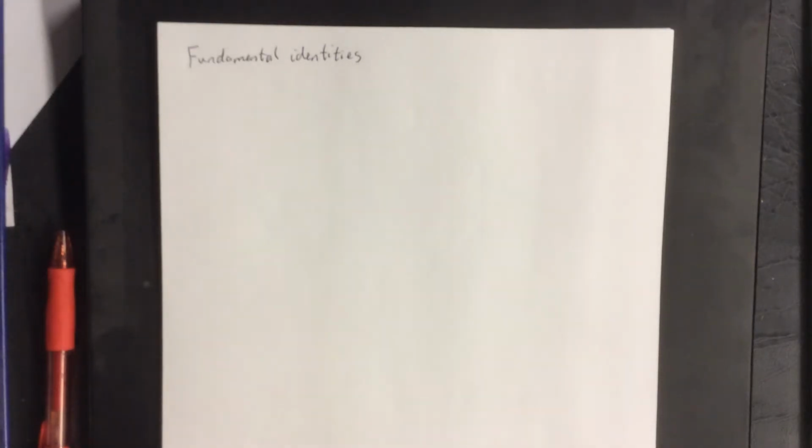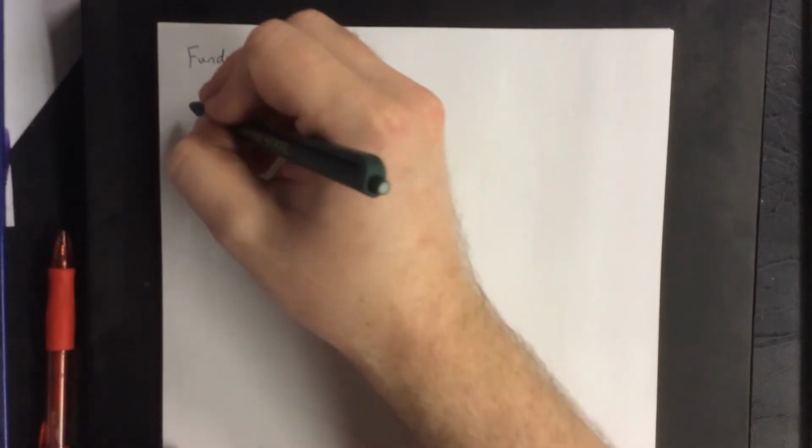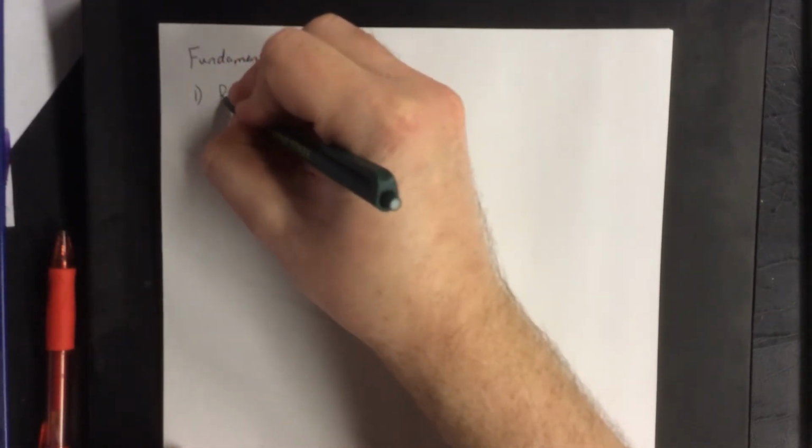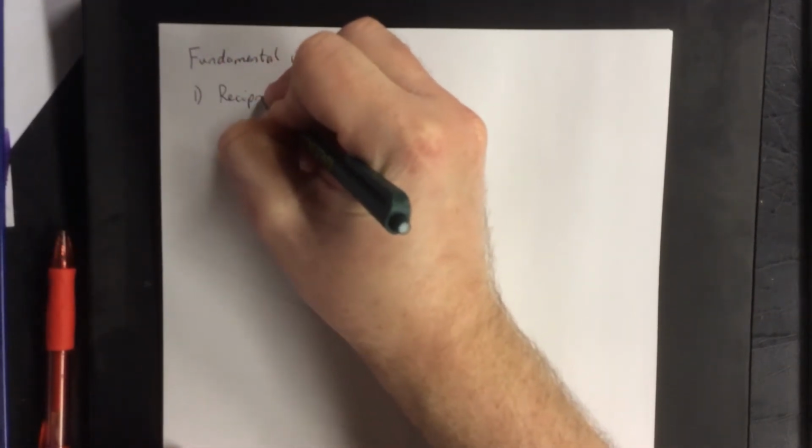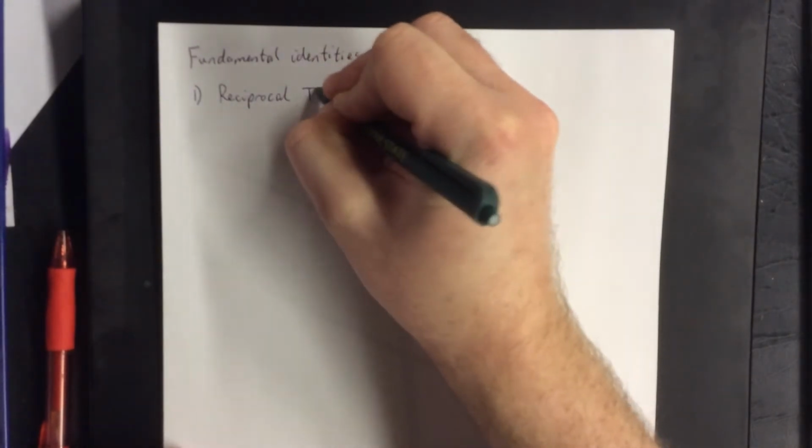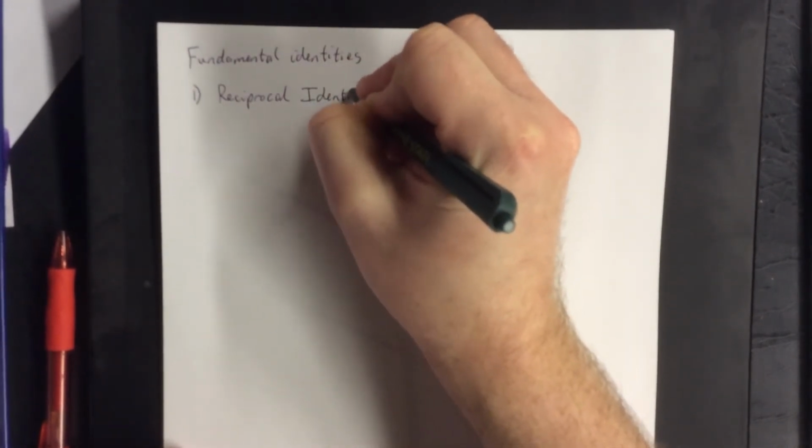One of the big keys to being successful in trigonometry is identifying all of the different ways that the trigonometric ratios relate to each other. They are related through a bunch of categories of identities known as fundamental identities. There are going to be 4 different categories of fundamental identities. The first category of identities is known as reciprocal identities.